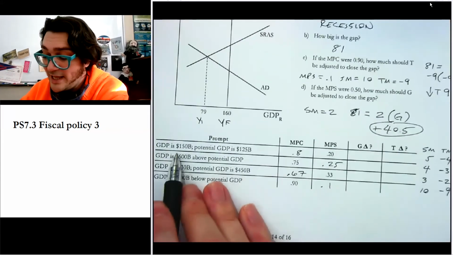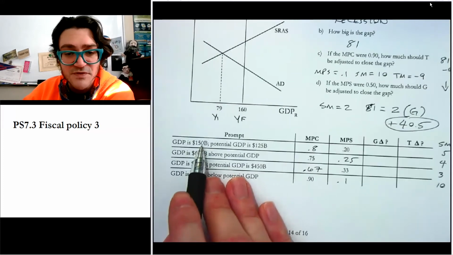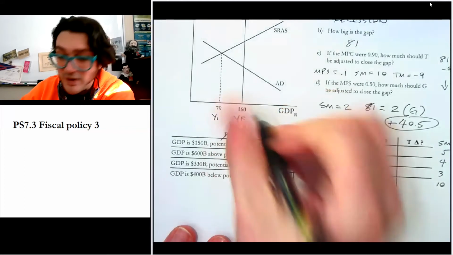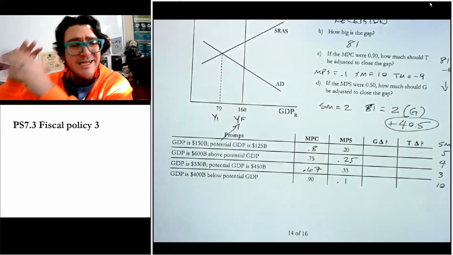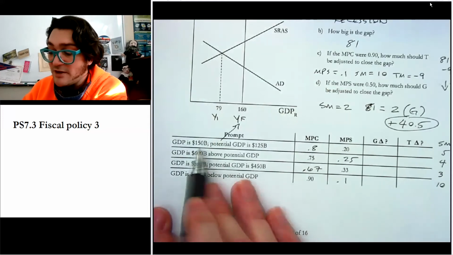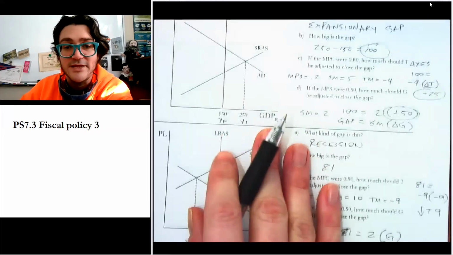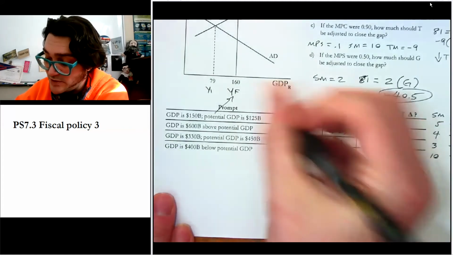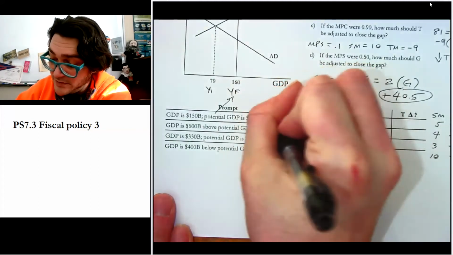Now, if you have this, it tells you it is 150, potential is 125. Potential is YF. So if you ever see potential, it just means the capacity, right? The overall capacity of the economy. And so we are actually above potential. So that means we're up here, where Y1 is too big. And so the gap is 25. So I'm just going to write here, the gap is 25.